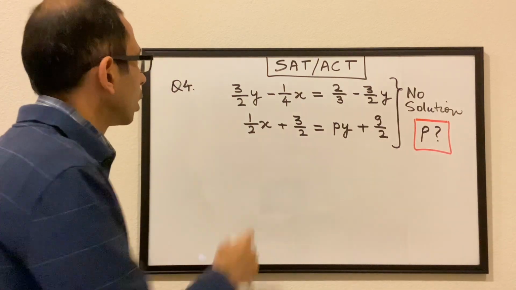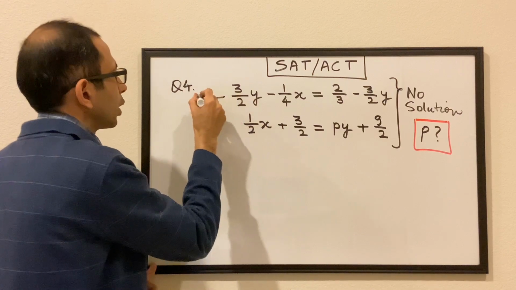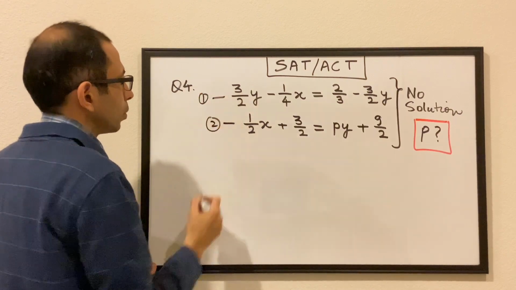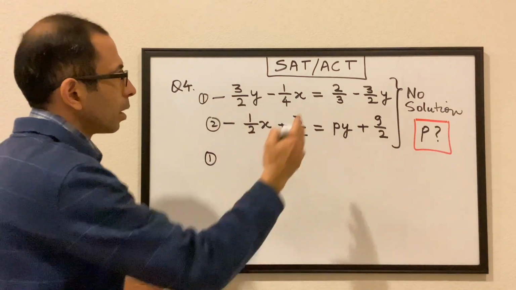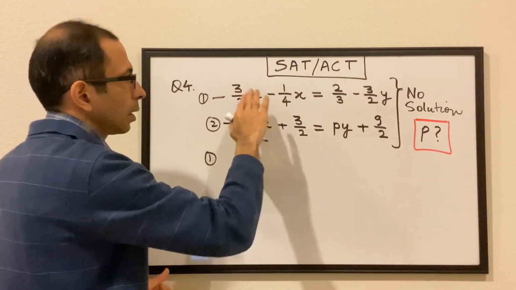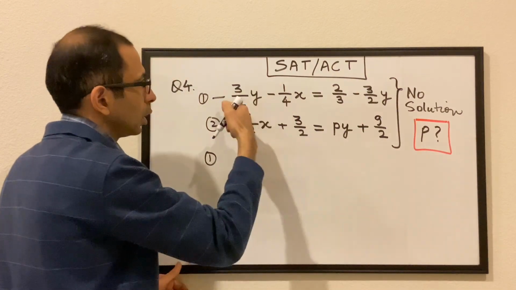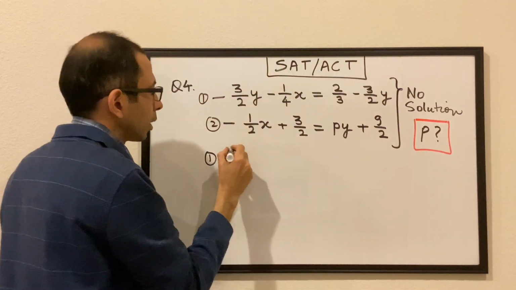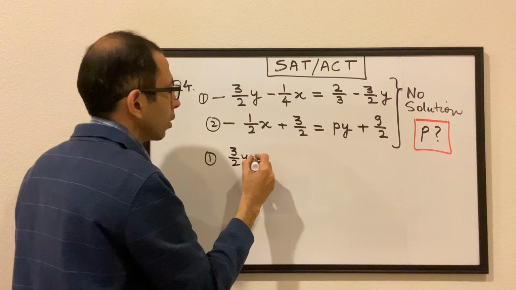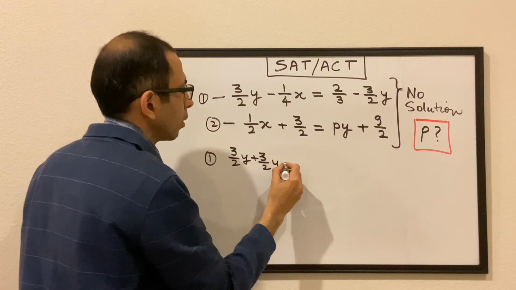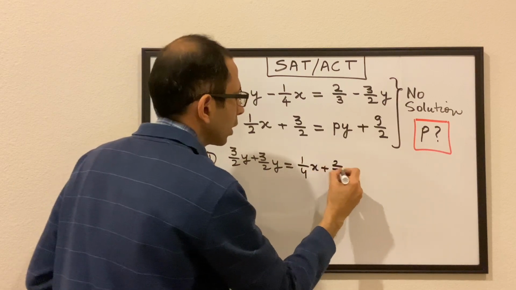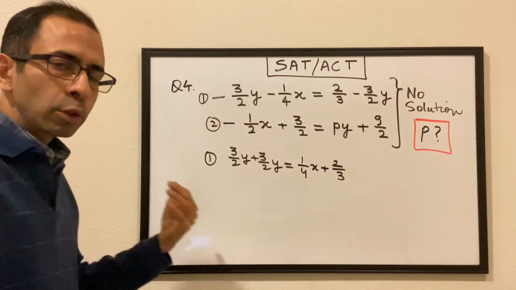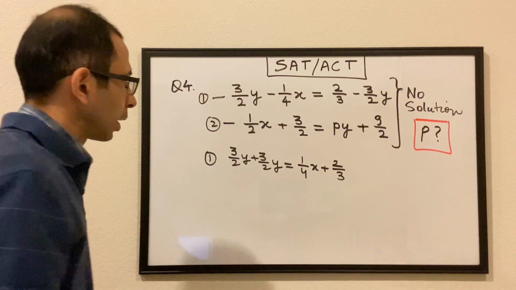Anyways, so let's suppose this is our equation 1 and this is our equation 2. So let's rewrite equation 1, right? Bring this y to this side, x to this side. So 3 over 2y plus 3 over 2y is equal to 1 over 4x plus 2 over 3, correct? We're just isolating y on the left side and everything else on the right side.